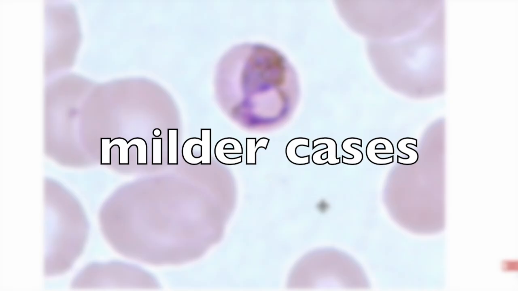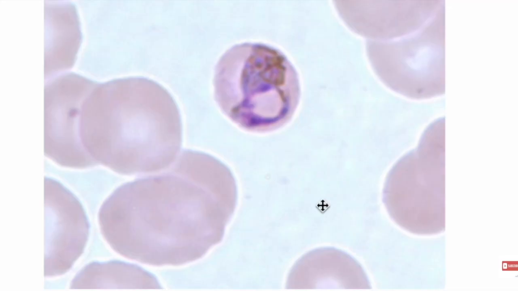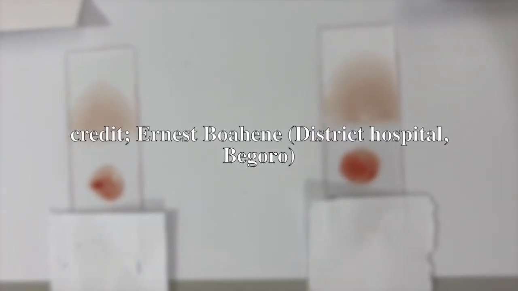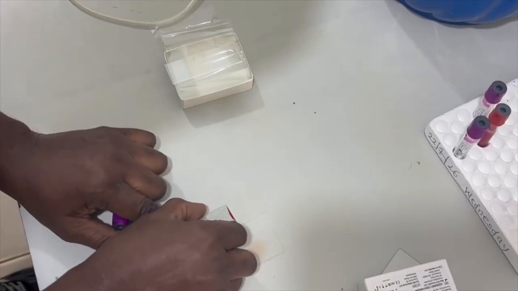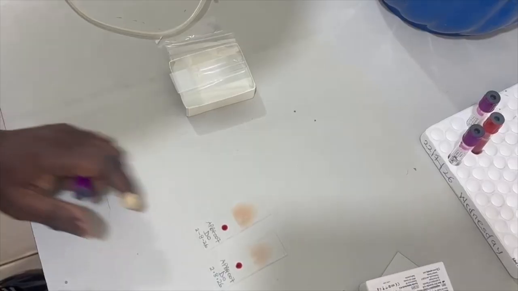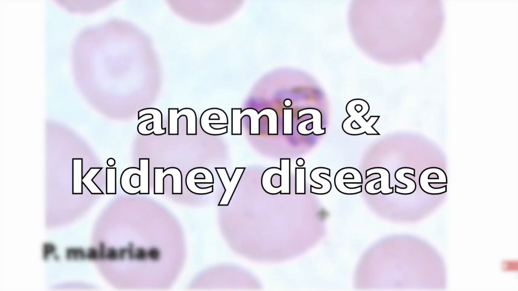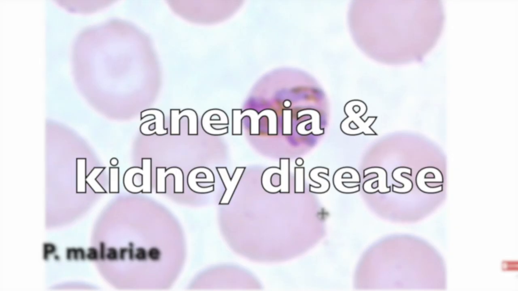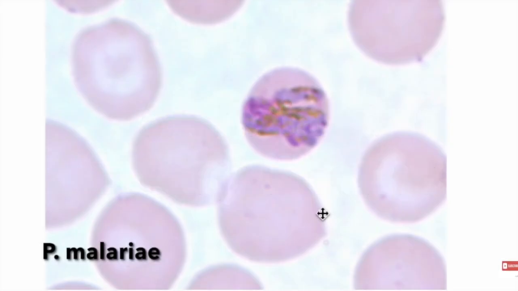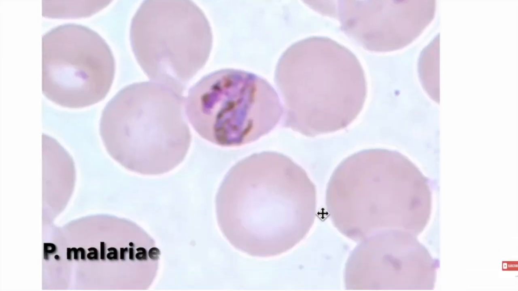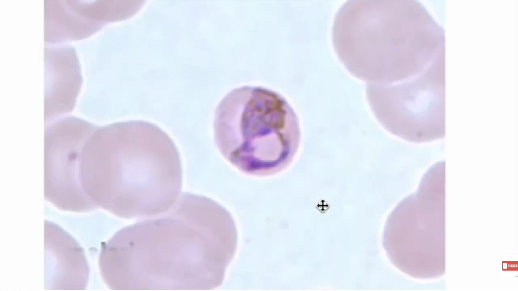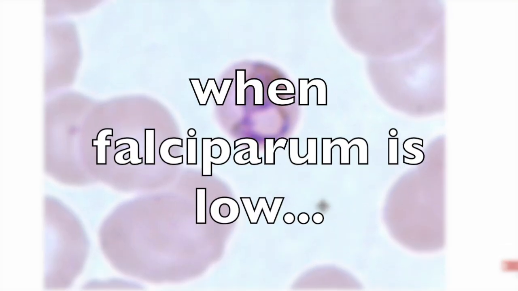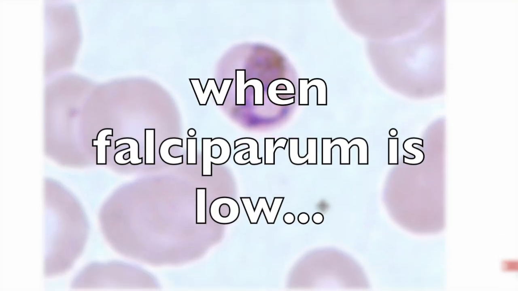P. malariae also causes much less severe malaria, but it can cause persistent infections that can stick around for a long time. It has been associated with serious complications, including anemia and kidney disease. And it turns out in some parts of sub-Saharan Africa, its prevalence may be much higher than we might expect. And so that brings us to an interesting question as to what really happens once we start controlling falciparum. What will happen with malariae?